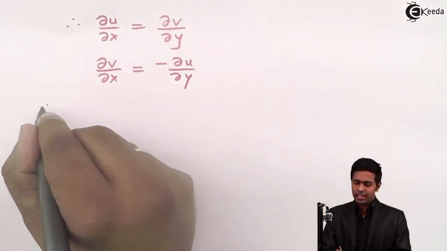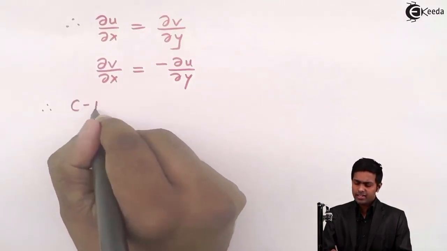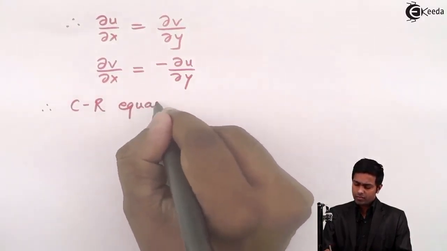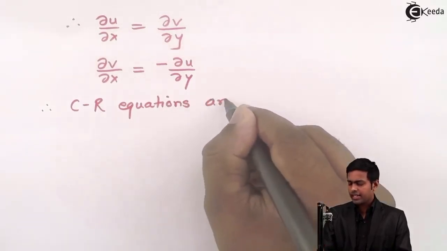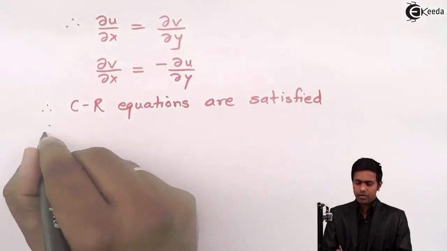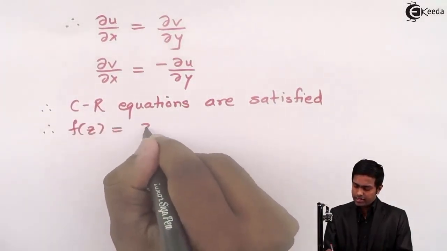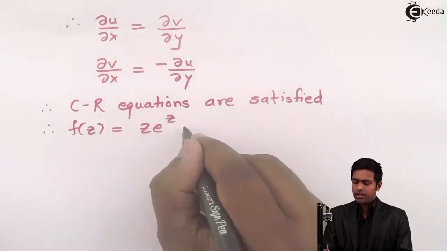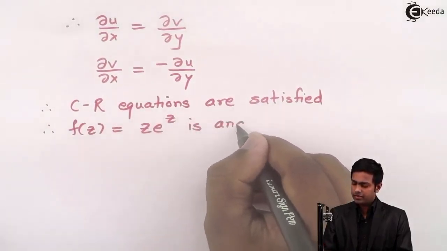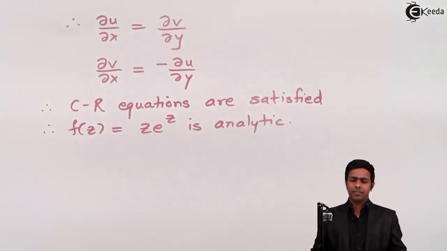So here I can say therefore the Cauchy-Riemann equations, or we can say CR equations, are satisfied, and therefore we can say that f of z, which was given as z e raised to z, is analytic, since Cauchy-Riemann equations are satisfied.